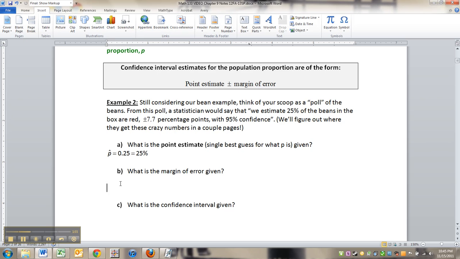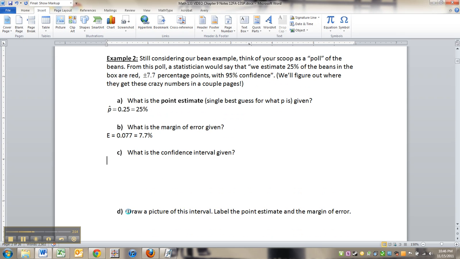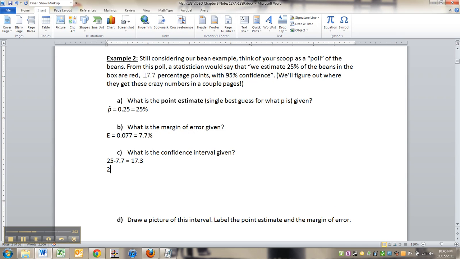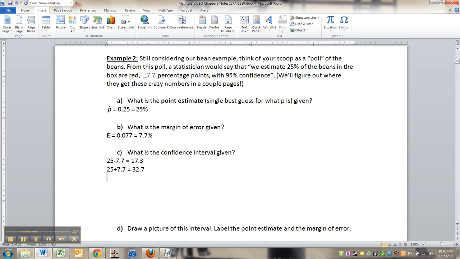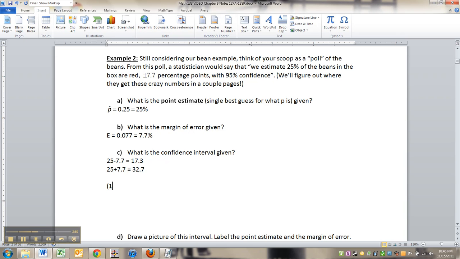Okay, what's the margin of error? Well, the error is 7.7%, or 0.077, because they told you so. They say it's plus or minus 7.7%. That's the margin of error. The margin of error is the plus minus, if you will. All right, so what confidence interval are they giving you? Well, you could take 25 minus 7.7 and get 17.3, or you could take 25 plus 7.7 and get 32.7, which means the confidence interval itself is 17.3 to 32.7.